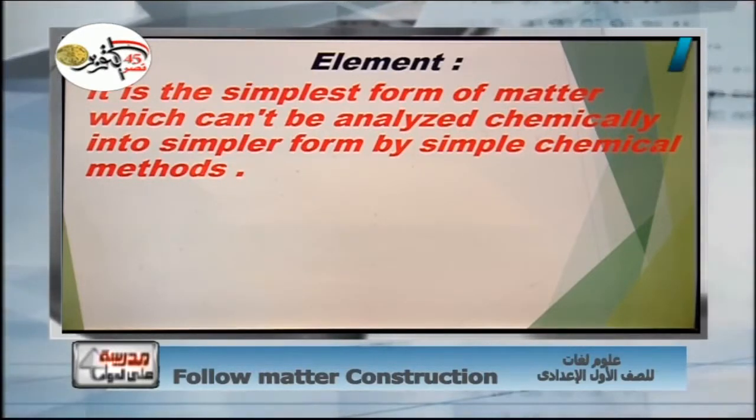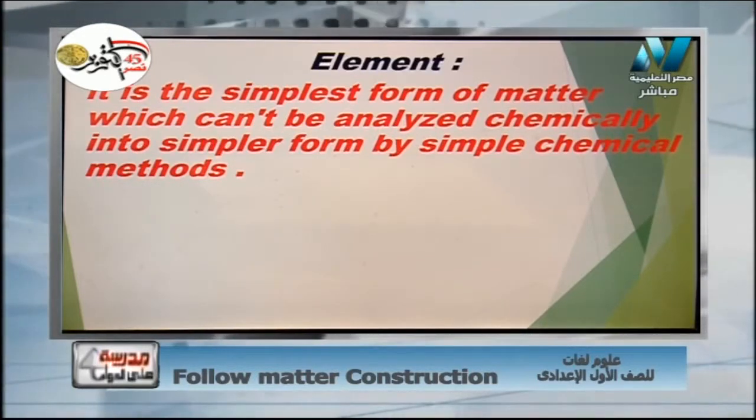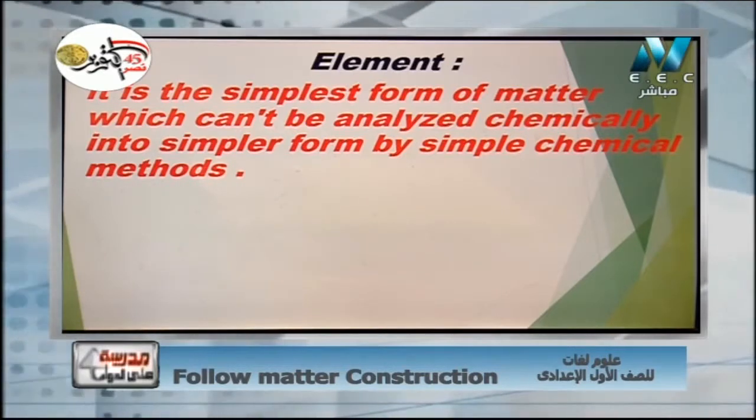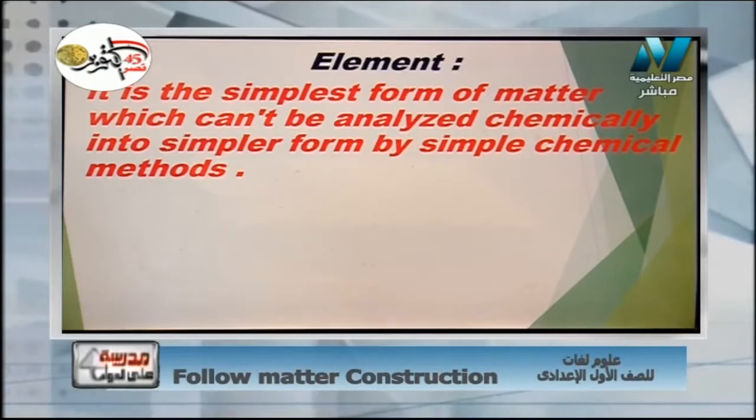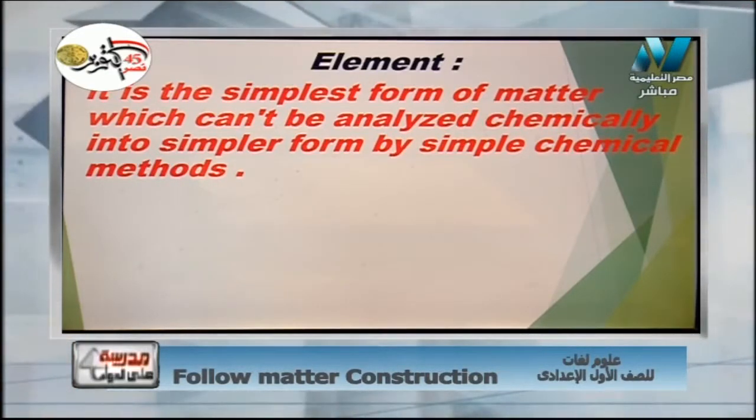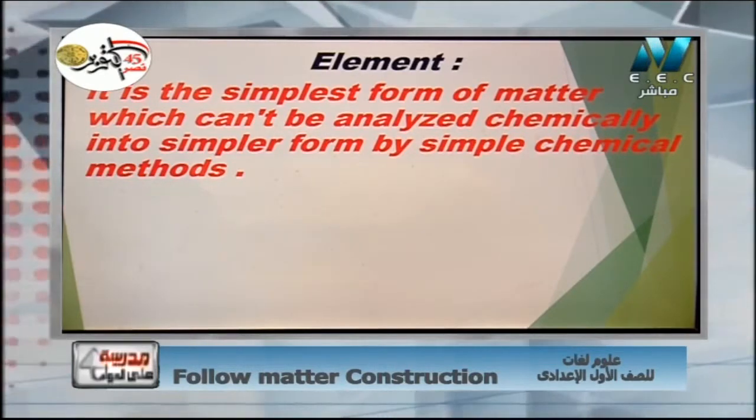Again, what's meant by element? It is the simplest form. No form simpler than element. The element is the simplest form of matter which can't be analyzed chemically into simpler forms by simple chemical method. What does it mean? Suppose that I have a door, and this door is a wooden door. Wooden door has wood, maybe glass, maybe lacquer, which is made from maybe copper, maybe iron. This door, I can call it matter because it has mass and volume. It's considered matter.